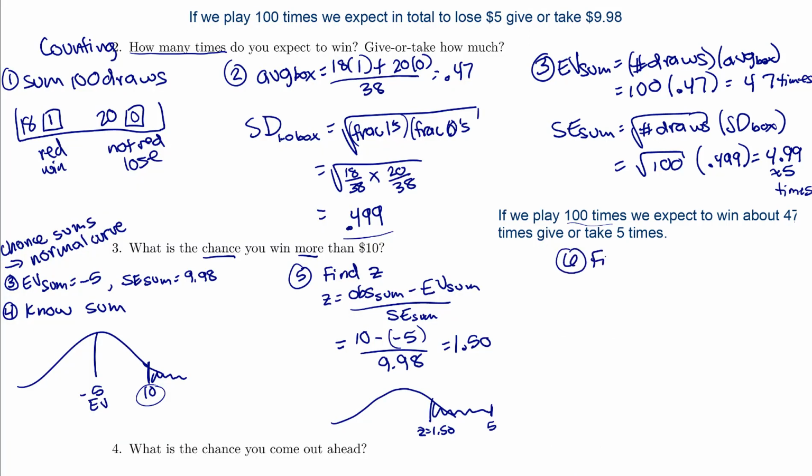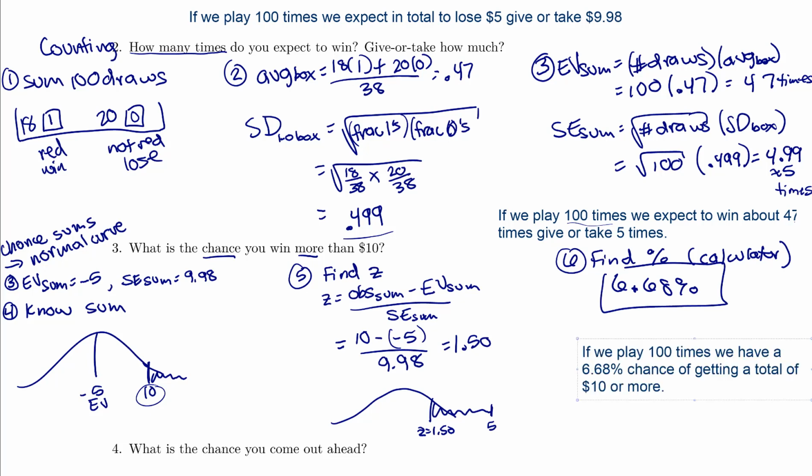So step 6 was find the percent with the calculator. And that is 6.68%. So what that means is that if we play 100 times, we have a 6.68% chance of getting a total of $10 or more because we shaded to the right.